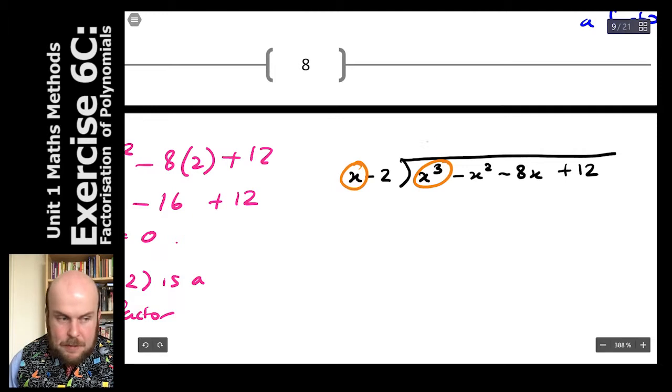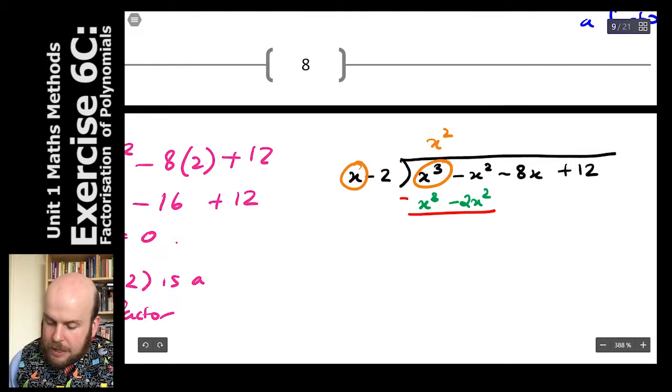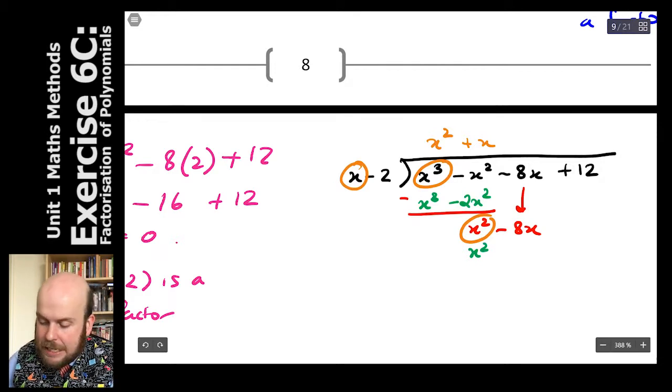x cubed divided by x is going to get me x squared. x squared times x gets me x cubed. x squared times negative 2 is negative 2x squared. Got to minus these lovelies. x cubed take away x cubed is 0. Negative x squared minus negative 2x squared is going to get us x squared minus 8x. x squared divided by x makes it x. x times x is x squared. x times negative 2 makes it negative 2x.